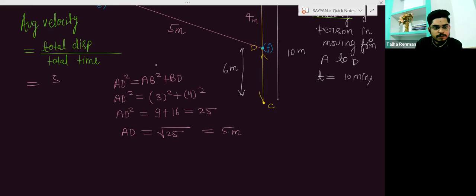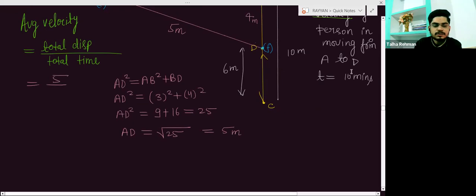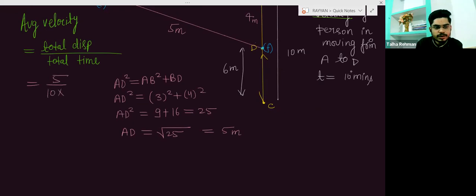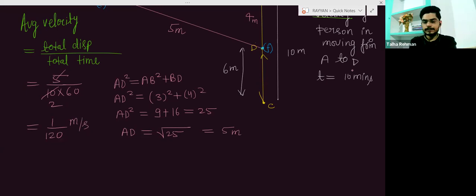5 meter is the total displacement. What is the total time? 10 minutes. So you will convert 10 minutes into seconds. So it will be 1 divided by 120 meter per second. So this will be the answer.